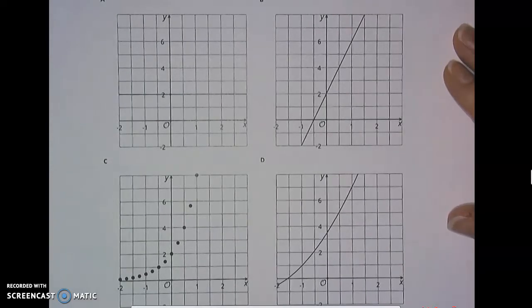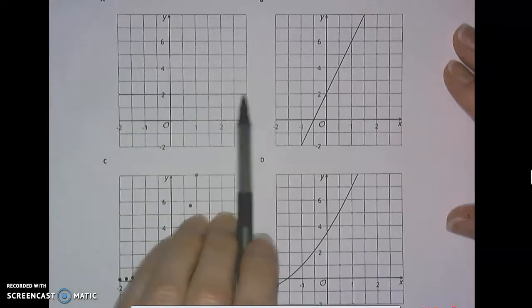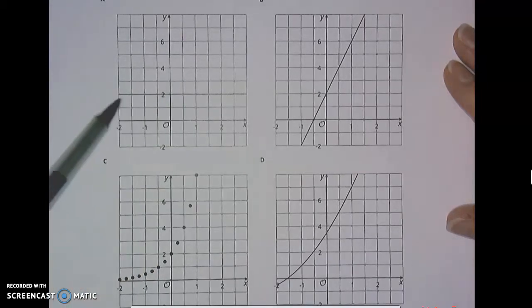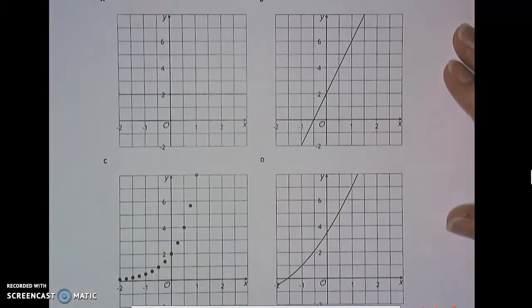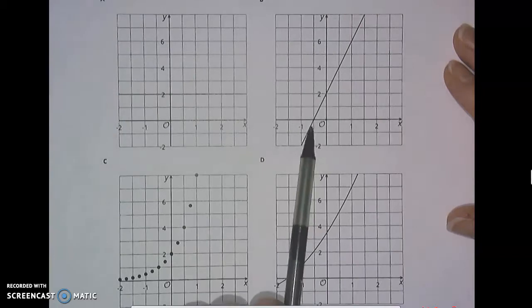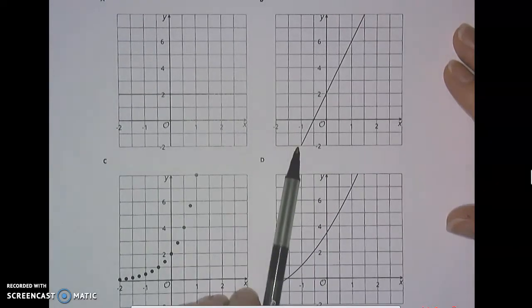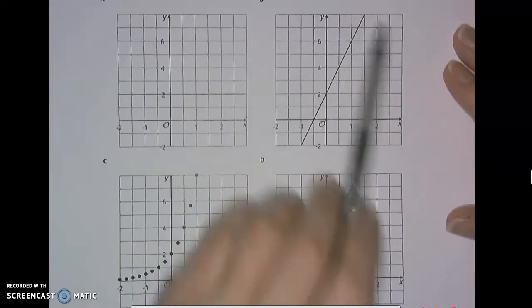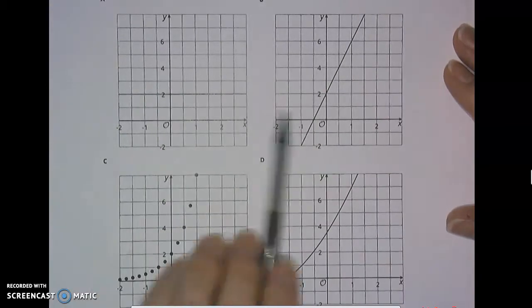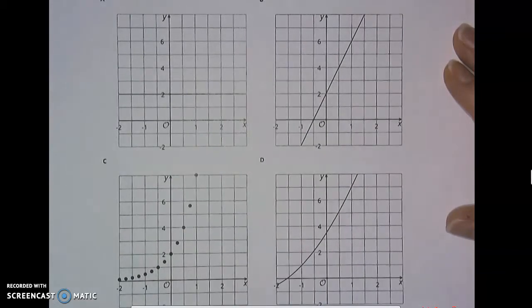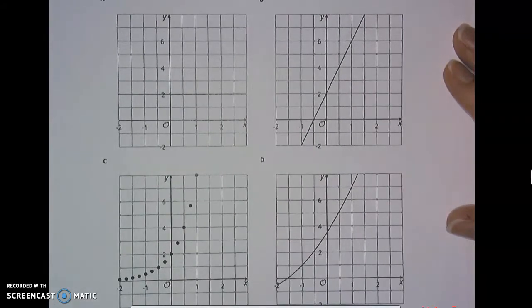So why wouldn't A belong? And the graph is this right here. So that one, the y value doesn't change at all. It's staying constant here. Letter B, that's the only one where the y value changes at a constant rate. So these two are straight lines, but this one, the y value changes at a constant rate.